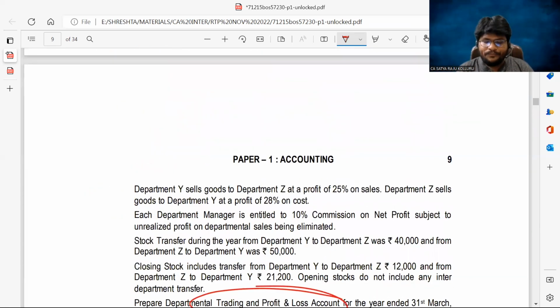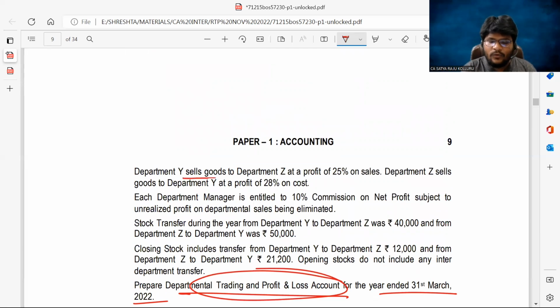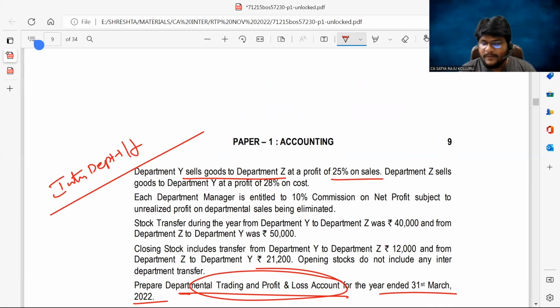Now, come down. Department Y sells goods to department Z. Interdepartmental transfers. Interdepartmental transfer stock is shared, at a profit of 25% on the sales. Department Z sells goods to department Y at a profit of 28% on the cost. If you observe, this percentage is expressed on the sales, but this percentage is expressed on the cost. Convert this percentage also on sales.